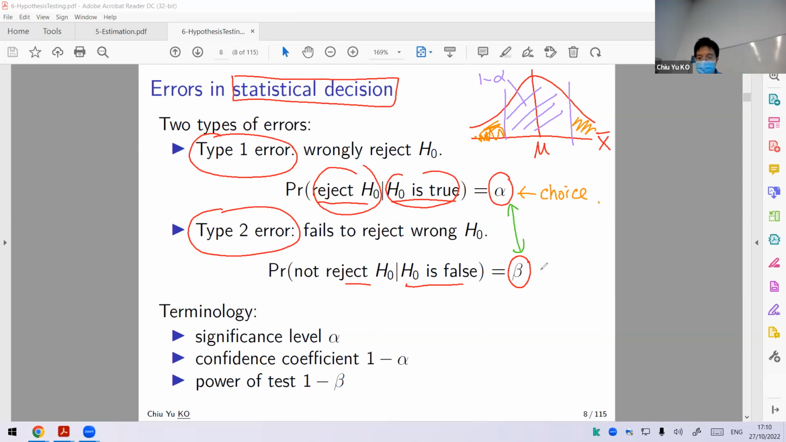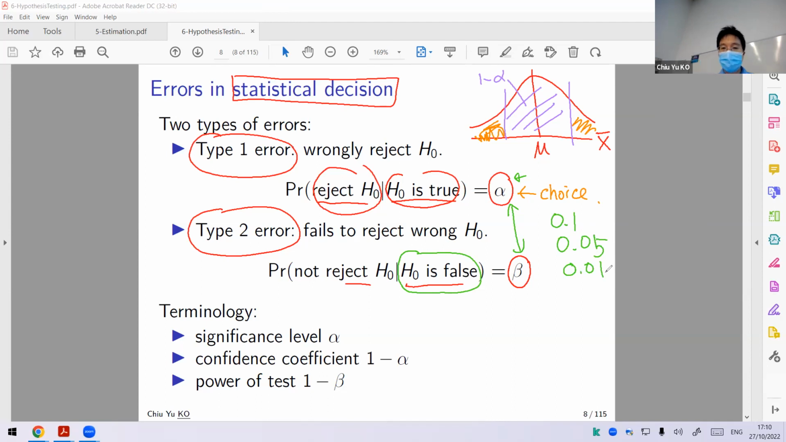Usually we don't know what happens when the null is false, so we directly choose alpha, and beta will be determined implicitly. We will not actually do the calculation, but we will talk about the choice of alpha. Our choice is usually 10%, 5%, or 1%. These are the three standard numbers for alpha.